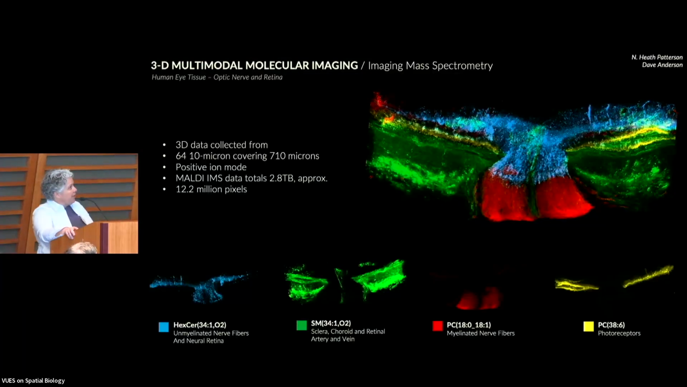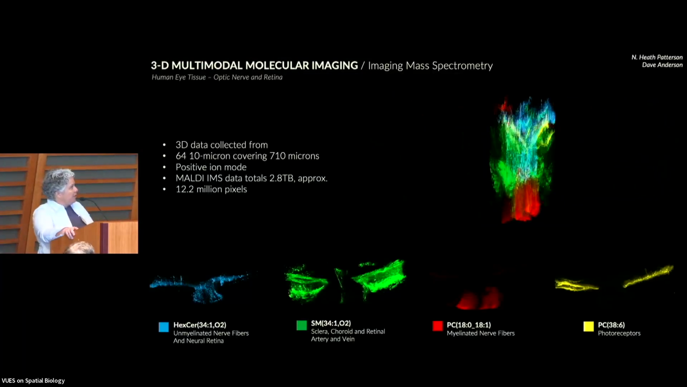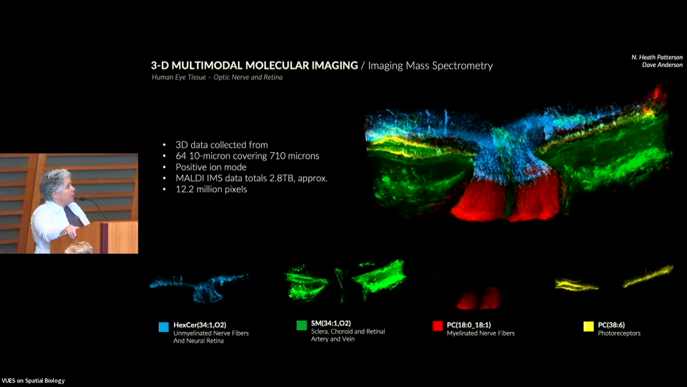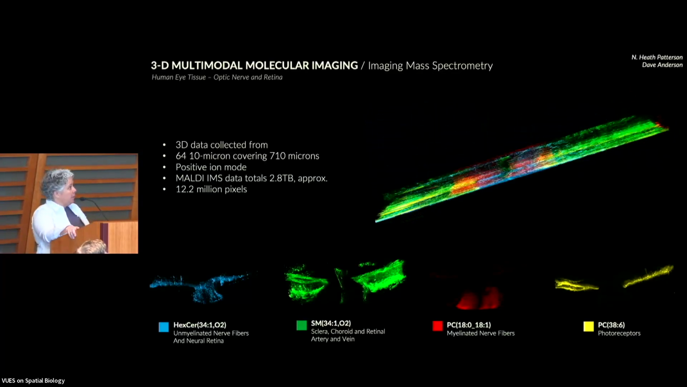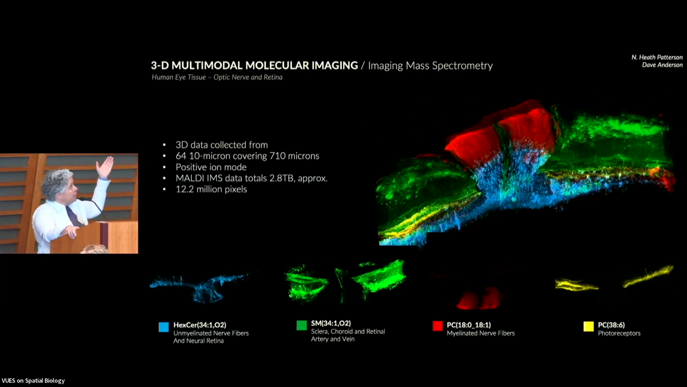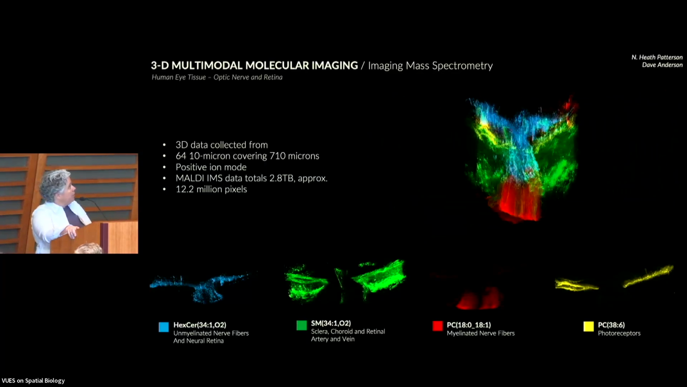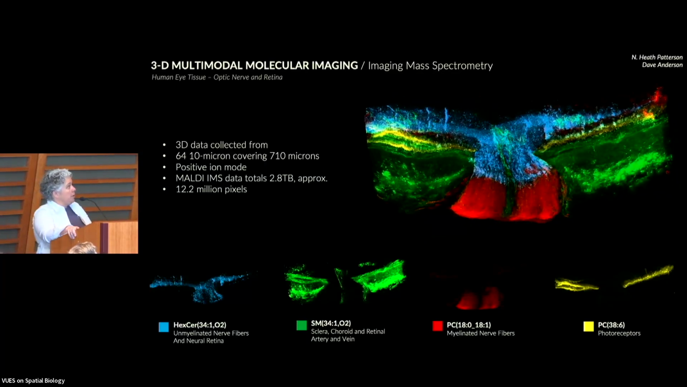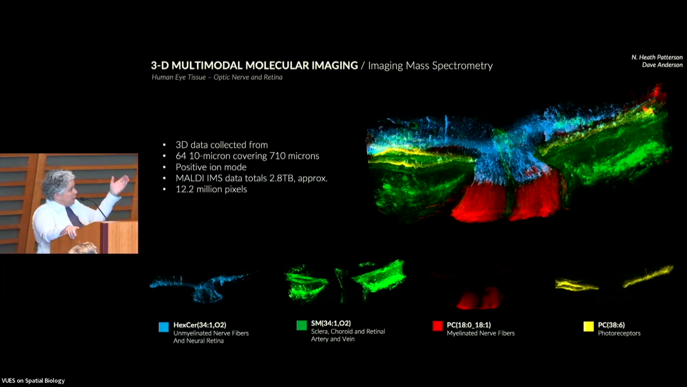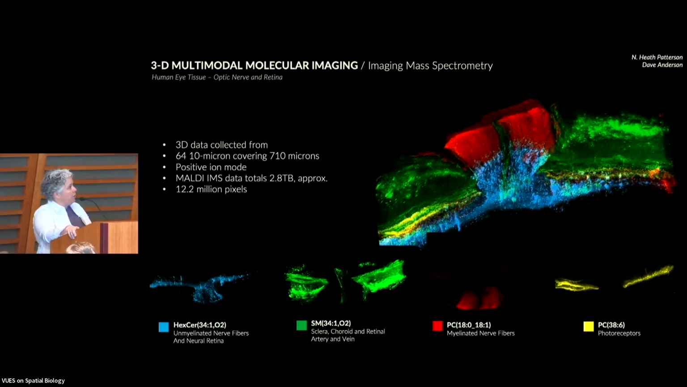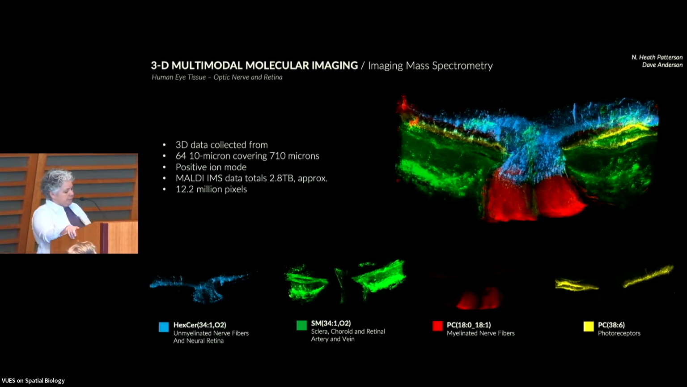Of course, we've been very kidney heavy, and so I just wanted to demonstrate that we are not restricted only to the kidney. We can also collect 3D IMS data sets for other tissues. Shown here is the optic nerve and the retina, so this is just an eye sample. I believe there were 64 serial sections here, and we identified a number of interesting lipids that are associated with different structures within the eye.